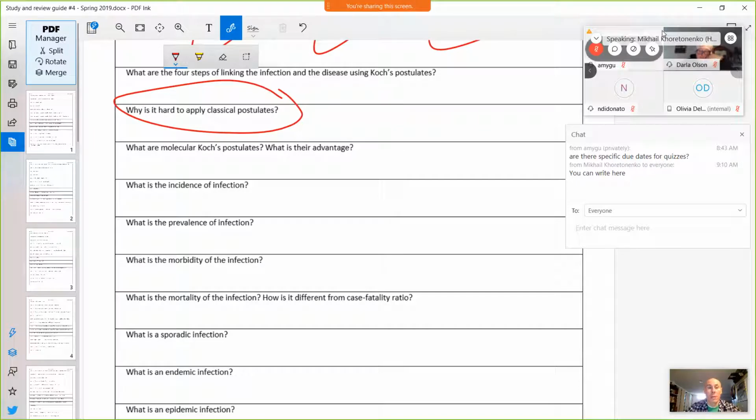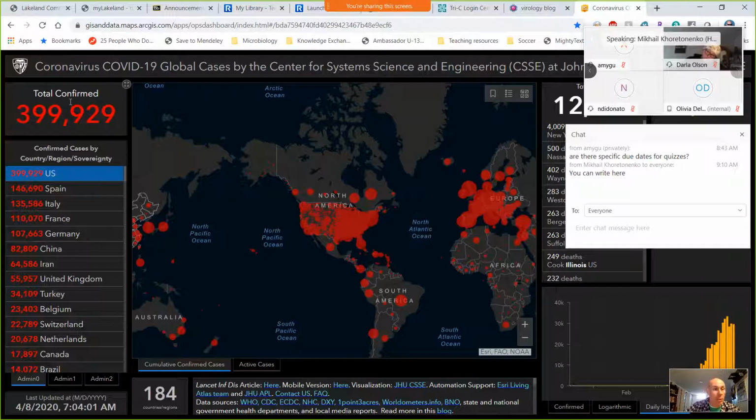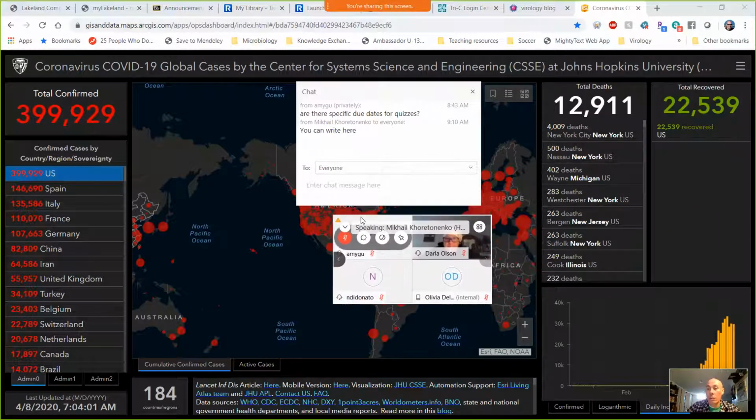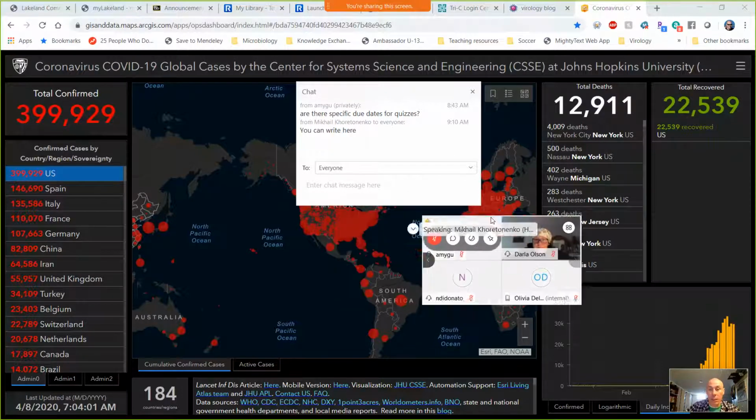Prevalence. The percent of population that was actually affected by that disease. Not at a given moment, but overall. So, well, actually, it's not really right, because that's total confirmed. So that would be prevalence. The incidence right now would be that number minus 22,000, because they're not sick anymore. Okay?